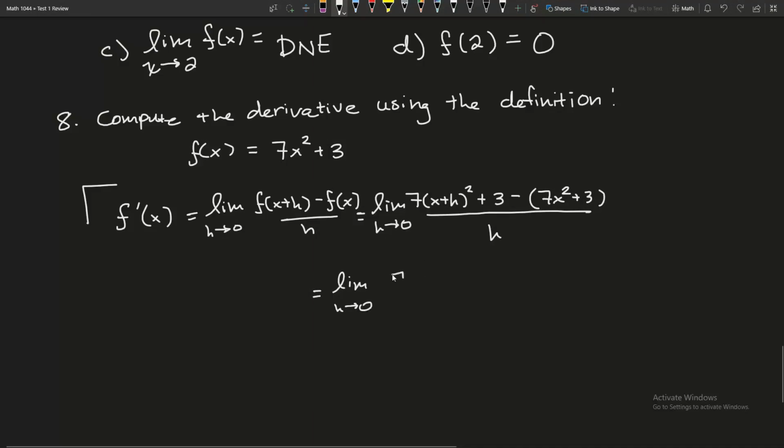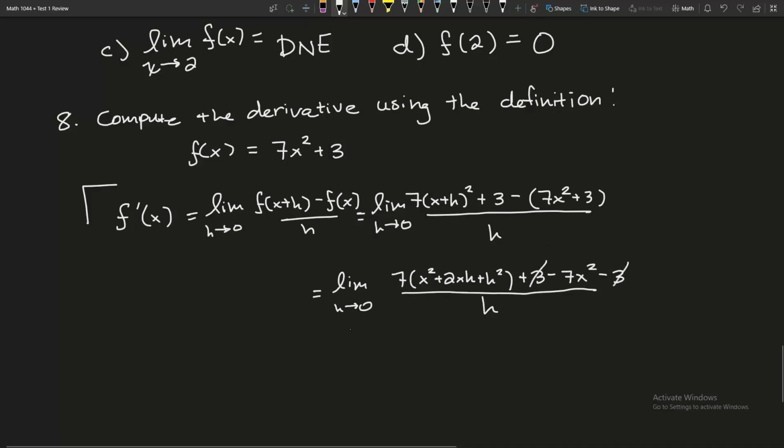So we would have 7 times x squared plus 2xh plus h squared plus 3. And then we have minus 7x squared minus 3 from distributing the negative sign across the second set of parentheses. So if you look at that, the plus 3 and the minus 3 will drop out. They'll cancel.